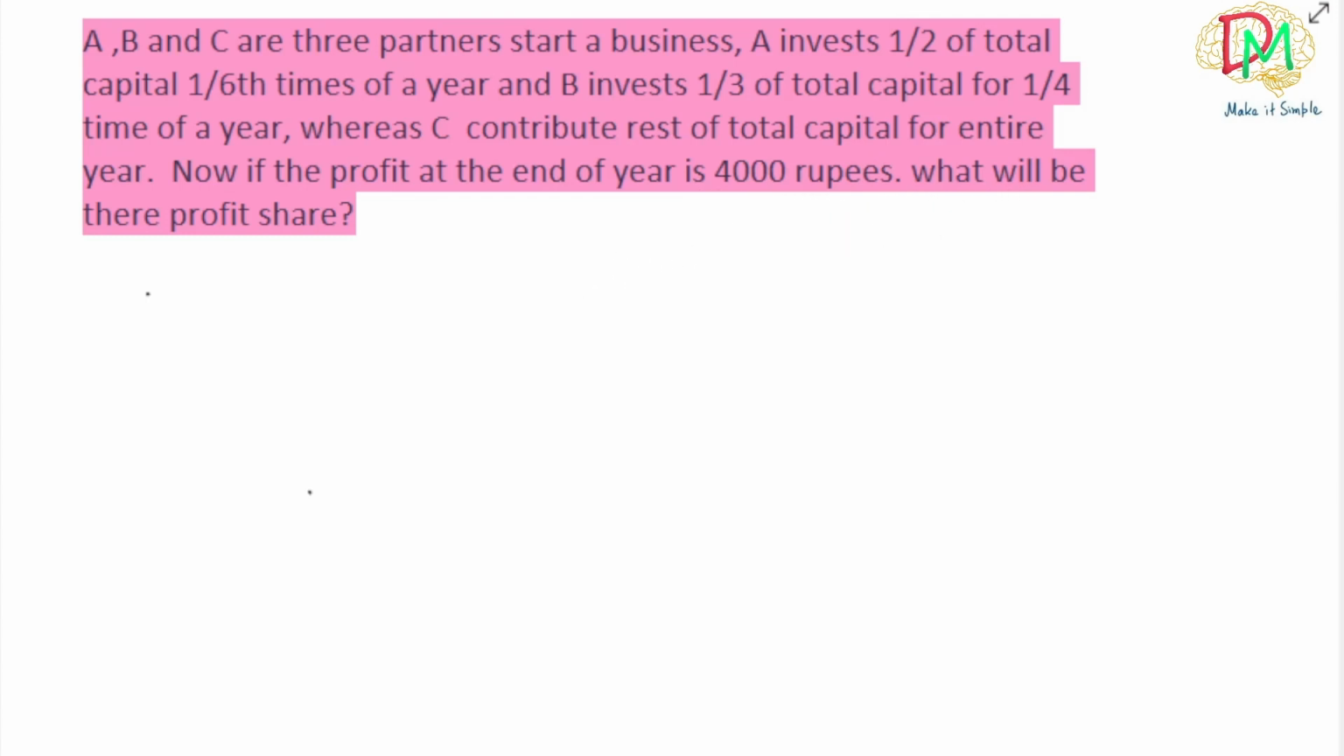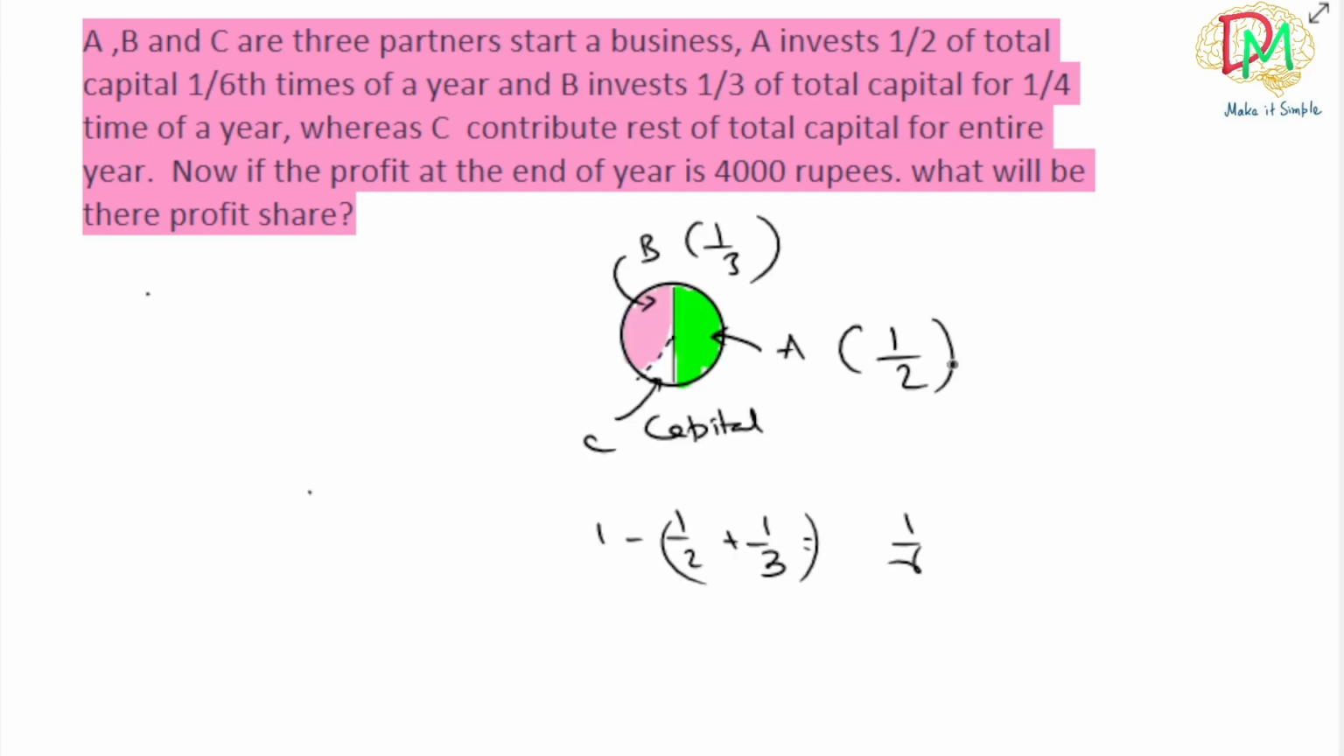So find out the distribution of the capital. A contributes half of the total capital, B contributes 1/3 of the total capital, and C contributes 1 minus (1/2 plus 1/3), which is equal to how much? 1 by 6. Okay, 1 by 6. Now what are the time horizons for this investment? Suppose this is 1 year.